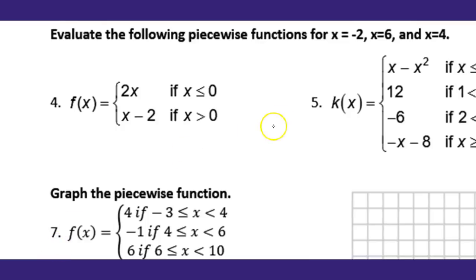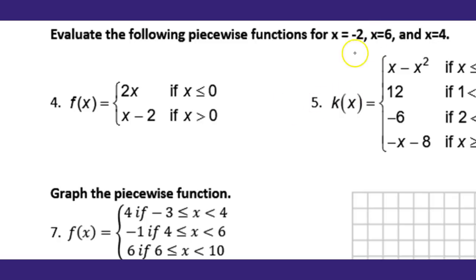I spent a lot of time on that one little section. So, yeah, let's go ahead and move on. Right here, evaluate the following piecewise functions for x equals -2, x equals 4, and x equals 6. Man, dude, I'm tripping.